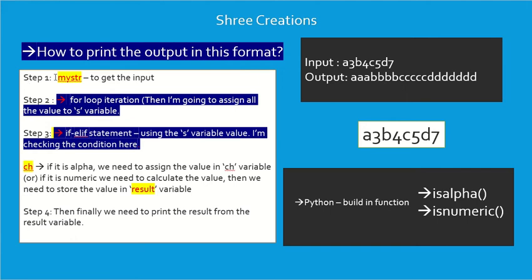So in step 1, I used my str variable to get the input. Whatever the input we are getting here, that value is considered as a string. So we need to collect this value and store it in one variable first. So for that in our program we are using my str variable. First we will complete that step 1 code.